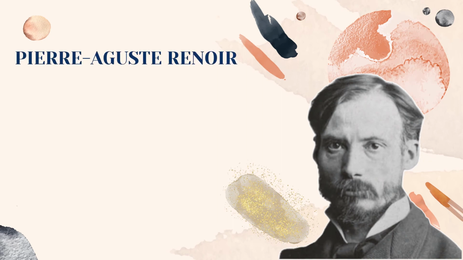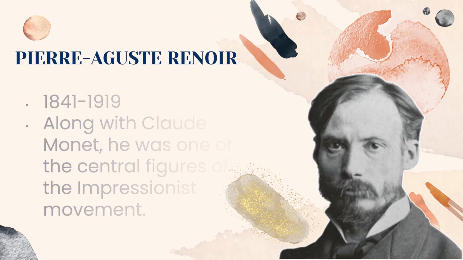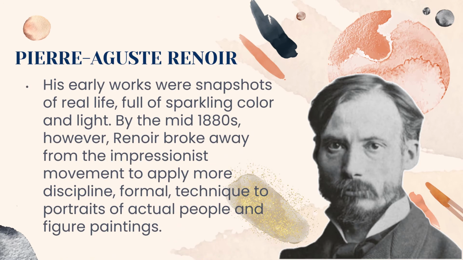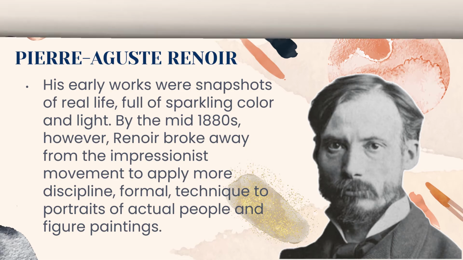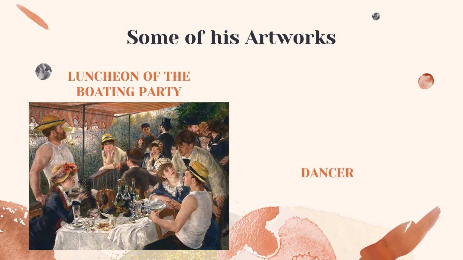Next one, we have Pierre-Auguste Renoir. Pierre-Auguste Renoir was born in 1841 and died in 1919. Along with Claude Monet, he was one of the central figures of the Impressionist movement. His early works were snapshots of real life, full of sparkling color and light. By the mid-1880s, however, Renoir broke away from the Impressionist movement to apply a more disciplined, formal technique to portraits of actual people and figure paintings. Some of Renoir's artworks are Luncheon of the Boating Party and Dancer.